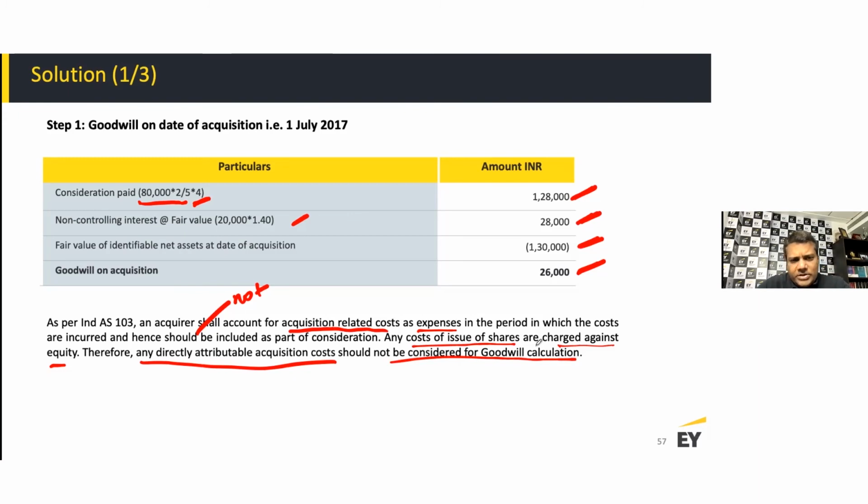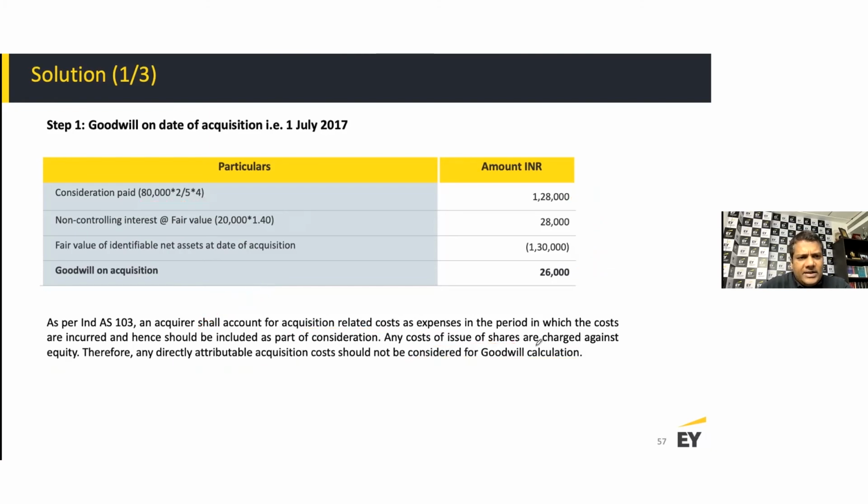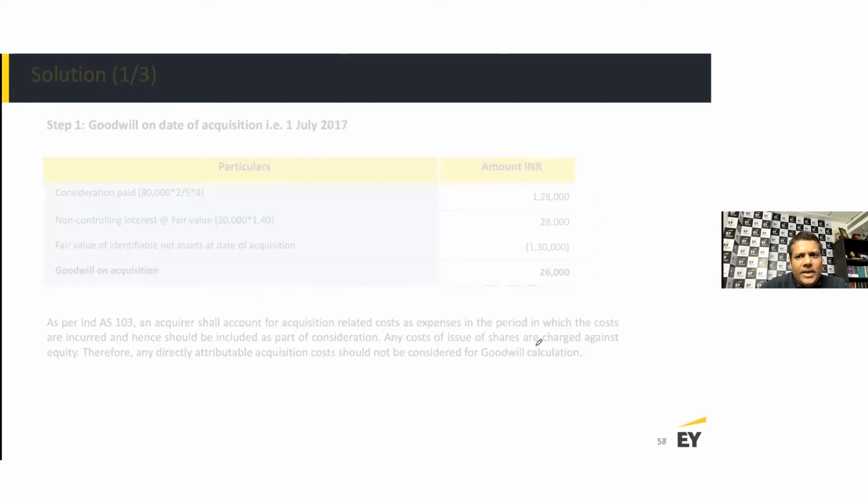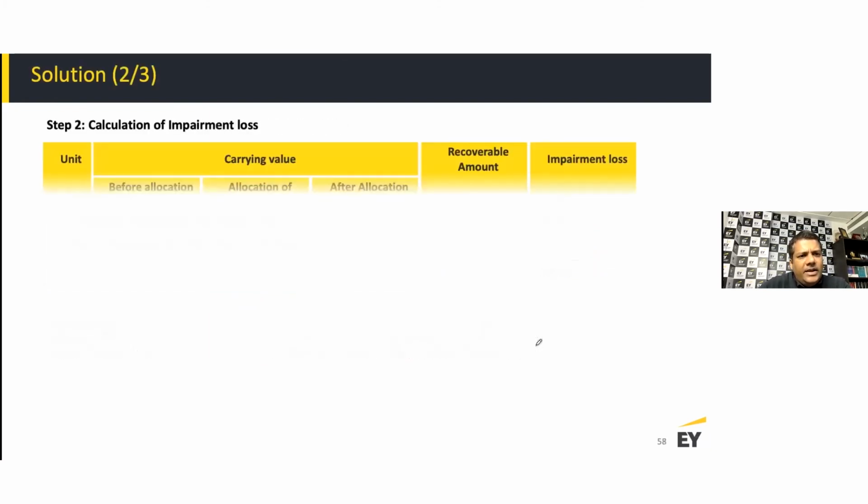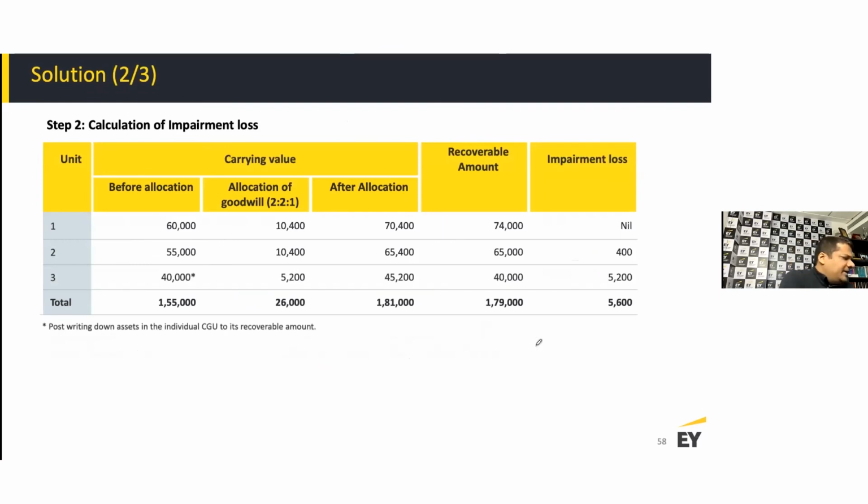That's the first question. Now I'm going to look at the second, which is to determine the impairment loss. So I have the CGUs, the value, the recoverable amount, all of that. Let's look at it step by step. Now I'm going to calculate the impairment loss. So I have the CGUs 1, 2, 3: 60,000, 55,000, and 40,000.